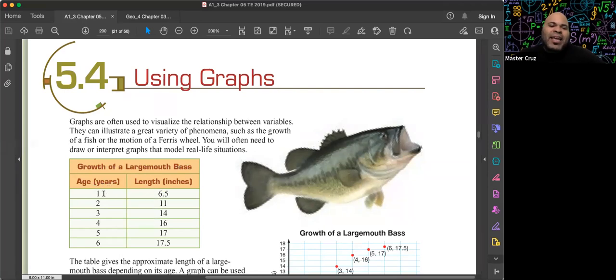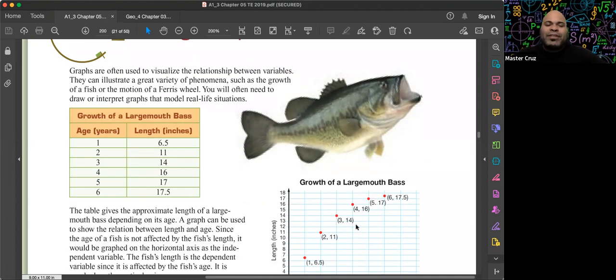So we have data that after 1 year, the length will be 6.5 inches. After 2 years, it will be 11 inches. After 3 years, it will be 14 inches, so on and so forth. So the first thing that we could do is create a graph to plot this information so that we could see a little bit better what the pattern of this data is.